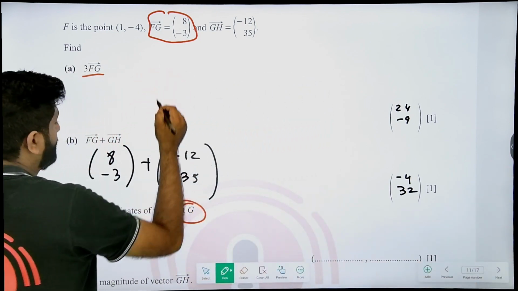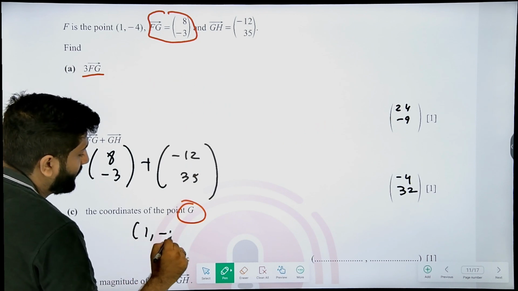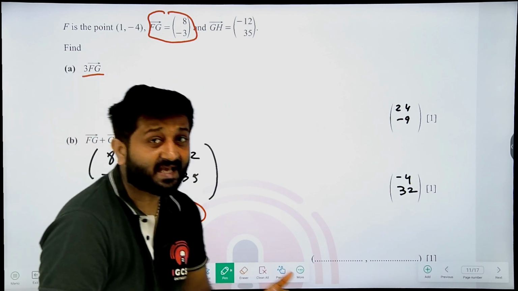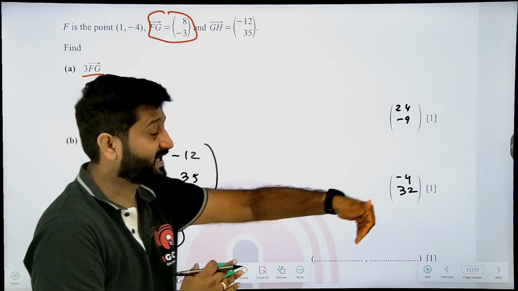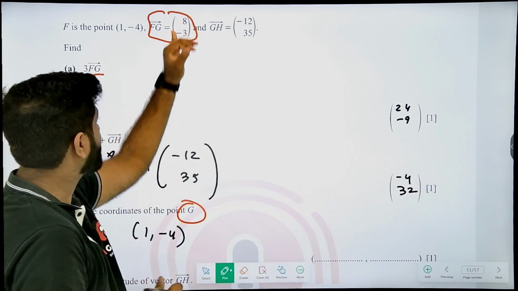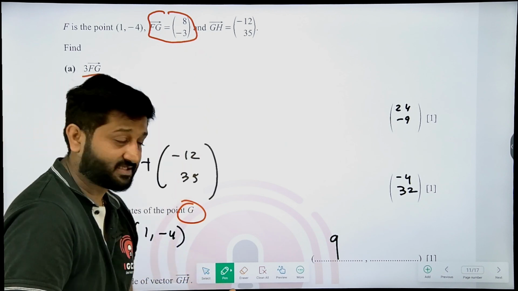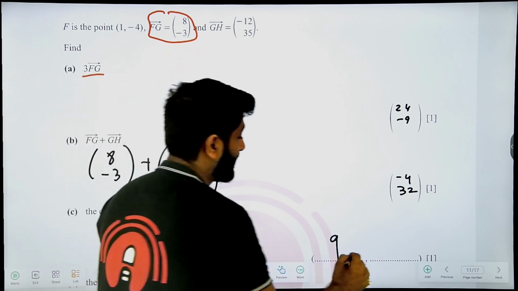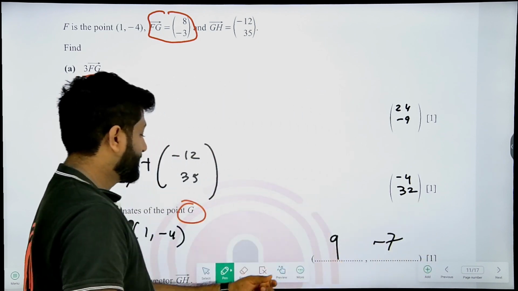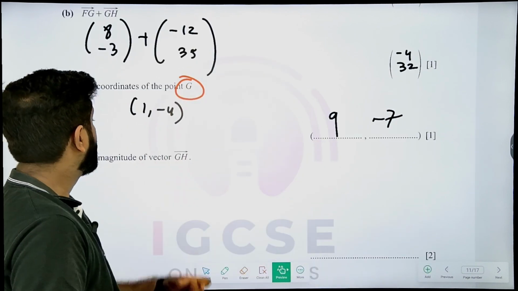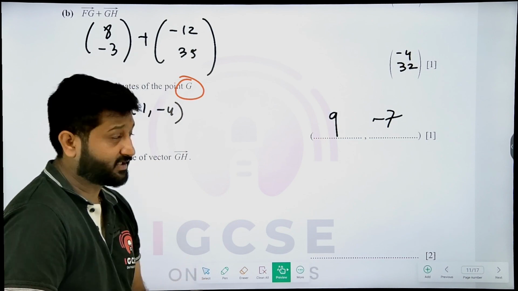So as I know, the value of F is (1, -4). If I have to go towards G, I'll have to move 8 units ahead in the x-axis, which is 1 plus 8, that is 9, and negative 3 units in the y-axis. So minus 4 minus 3, that is negative 7, right? This is my answer. Next, I have to find the magnitude of vector GH.